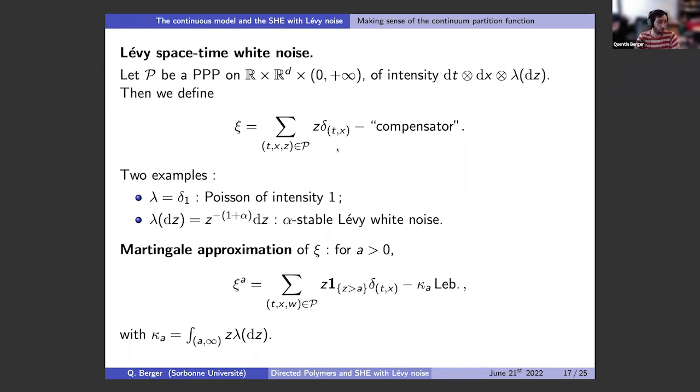Okay, stochastic Burgers. I don't know about the stochastic Burgers equation with Lévy noise. I'm sure that people have been looking at that, but it's not clear to me how one would do it.